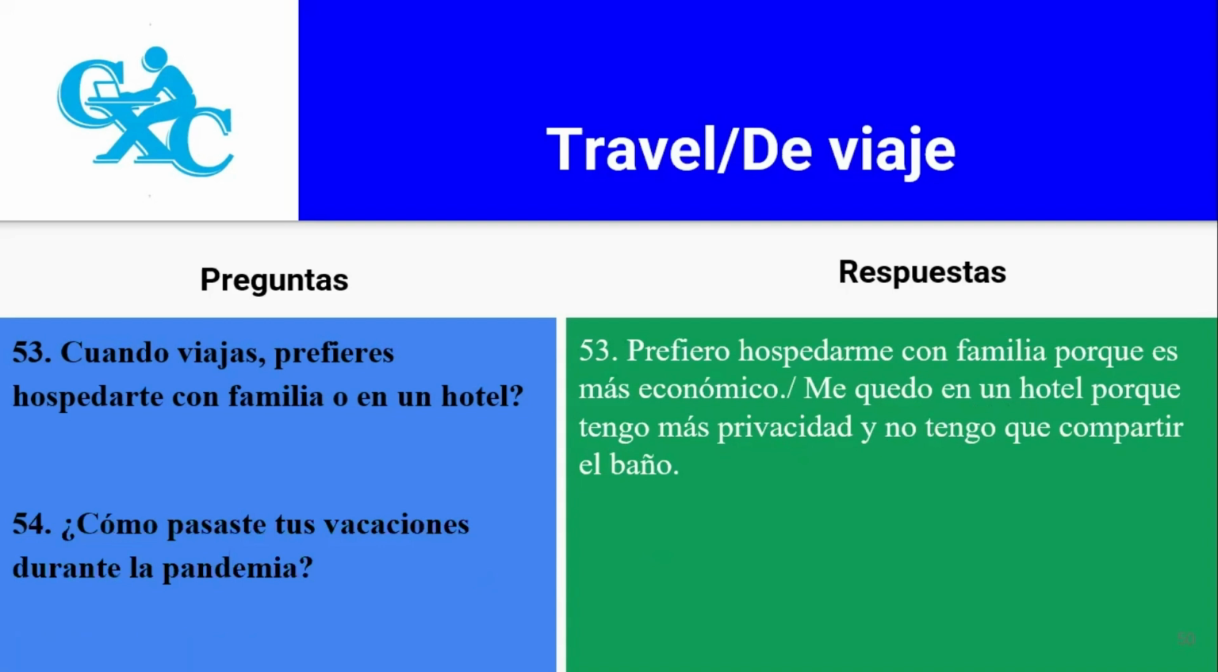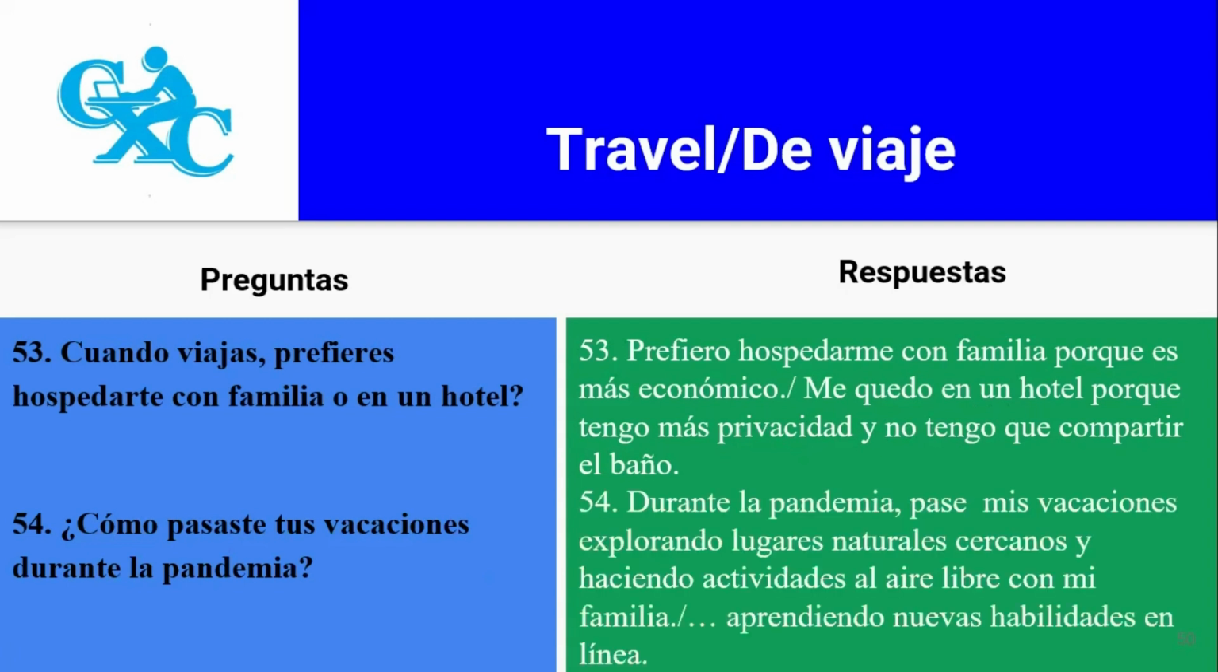¿Cómo pasaste tus vacaciones durante la pandemia? All right, and I will look at the response for this. Durante la pandemia, the accent is missing over pasé. All right, durante la pandemia, pasé mis vacaciones explorando lugares naturales cercanos y haciendo actividades al aire libre con mi familia o aprendiendo nuevas habilidades en línea. That's what I did. I did that a lot. Yes. So these are possible ways of responding, estudiantes. Okay, let's continue.